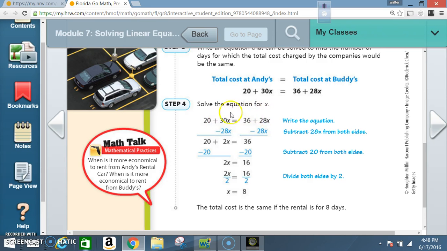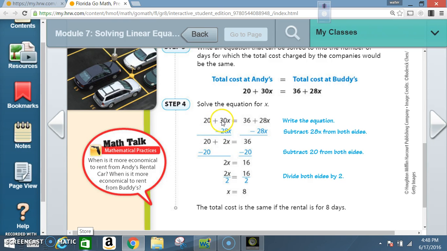Alright, a general rule of thumb is to move the smallest X. Always move the smallest X. In this case, the smallest X between 30X and 28X is 28X. Now this says plus 28X, so we're going to do the opposite, which is a negative 28X on this side and a negative 28X on this side.